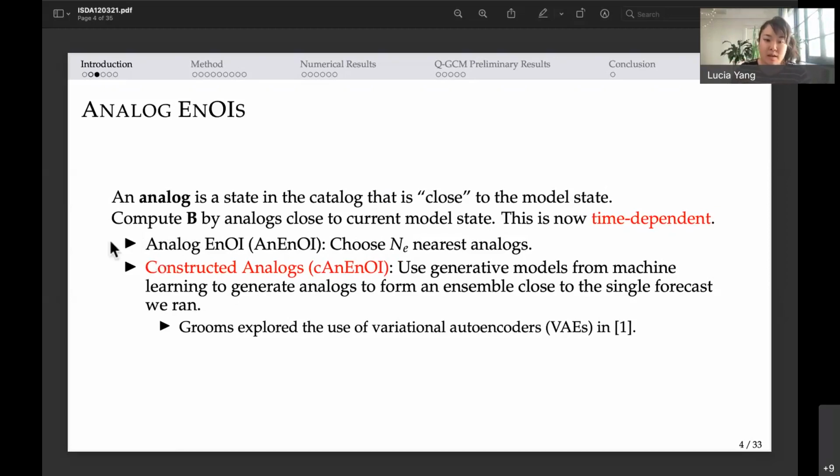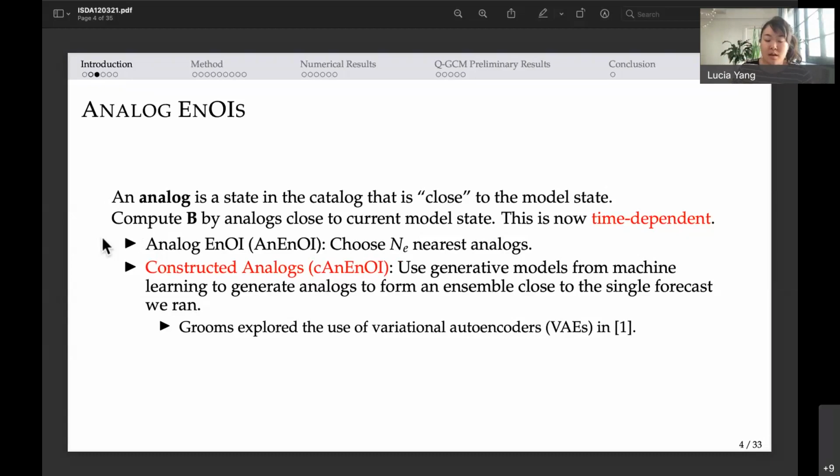So analog ENOI refers to at time of assimilation, going to your library or your catalog and choosing your NE nearest analogs. And there's a lot of ways to do that, like how do we define what's near and what's not. But the gist of the idea is you pick from the data set that you already have that's consistent with your system.